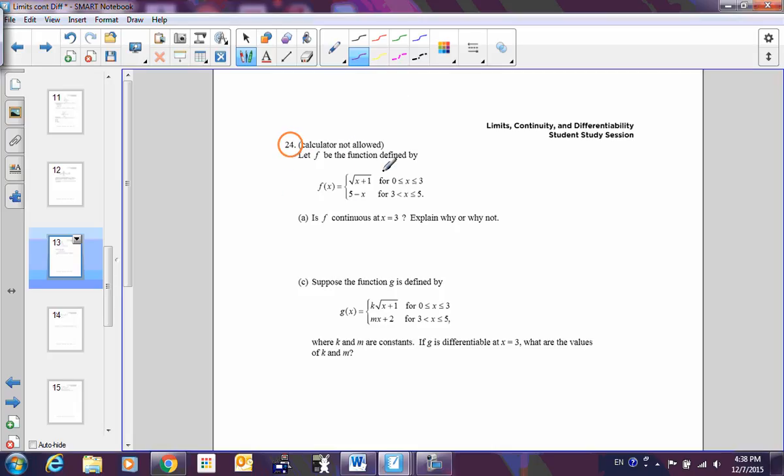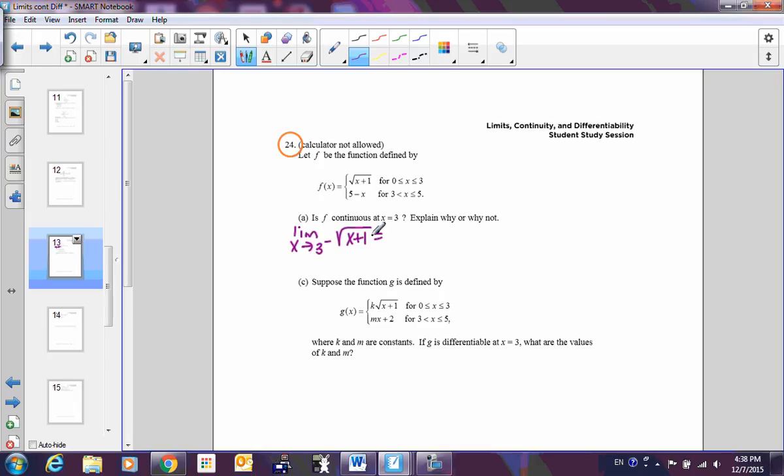All right, now in 24, this is a free response. We're gonna do this one together. Is f continuous? Explain where we're not. We gotta be careful about how we write this. So I need to figure out what is the left-sided limit. What is the limit as x approaches 3 from the left? All right, so where is x less than 3? It's in this square root piece.